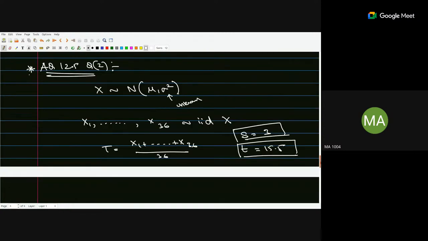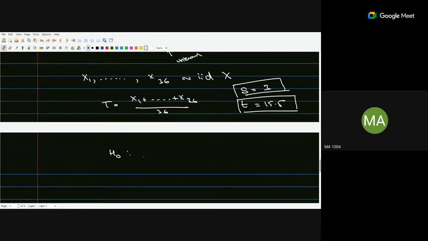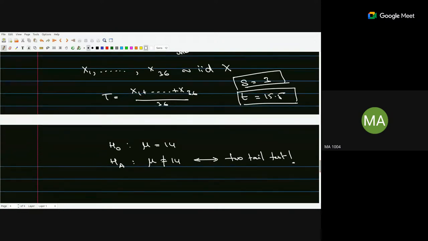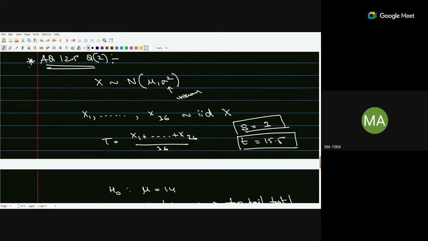Now alpha is given. What additional information do I have to write? The null is given as mu equals 14, and the alternative is mu not equal to 14. So this is a two-tail test. The next thing is the significance level. What conclusion do we make at alpha equal to 0.05? That's the question we have, and this is the information given to us.